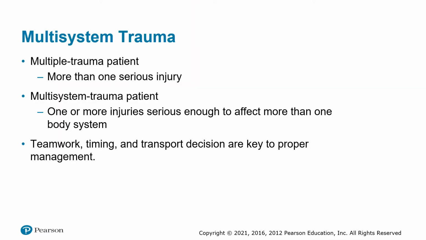Okay. So there's a difference between a multi-trauma patient and a multi-system trauma patient. A multi-trauma patient has more than one serious injury, and a multi-system trauma patient has one or more injuries that are serious enough to affect more than one body system.